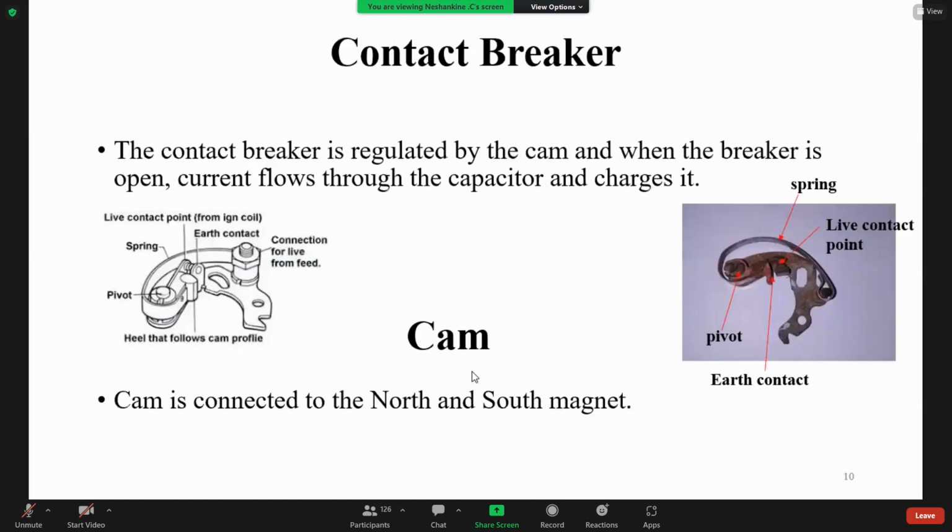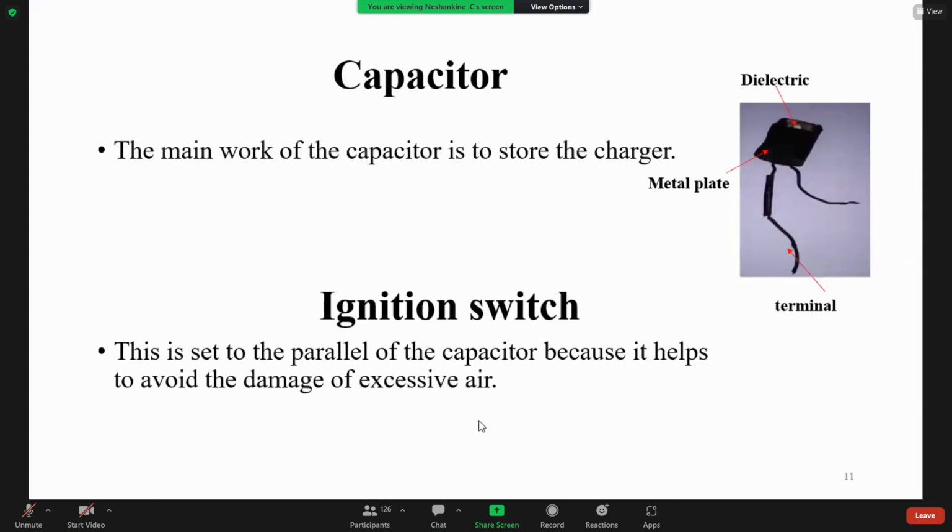Next component is the contact breaker. The contact breaker is regulated by the camshaft of the engine. When the contact breaker is open, current flows through the capacitor and charges it. I will discuss this later. Only write this function of the contact breaker. This figure shows the contact breaker. This is the real specimen of the contact breaker. Then the cam is connected with north and south magnets in the magneto ignition system. Okay.